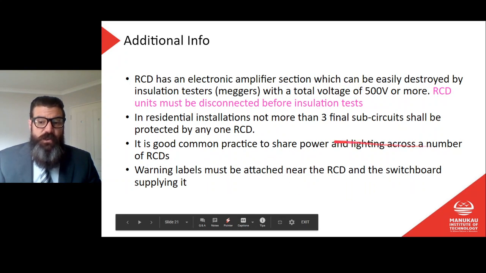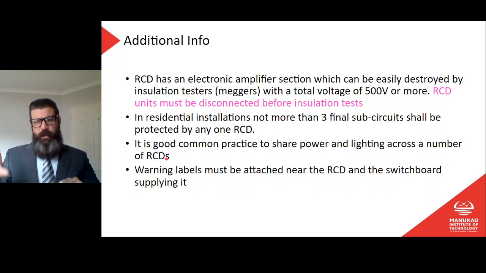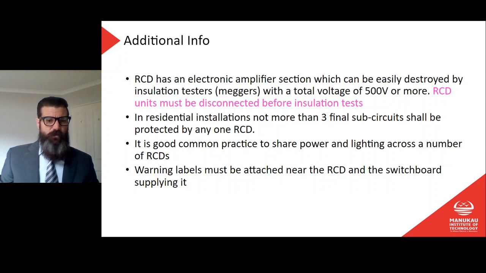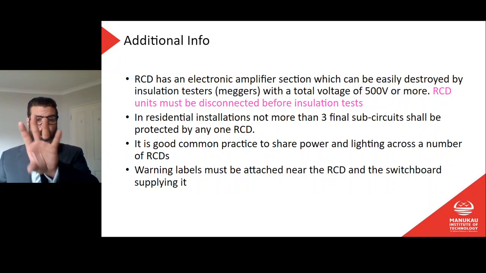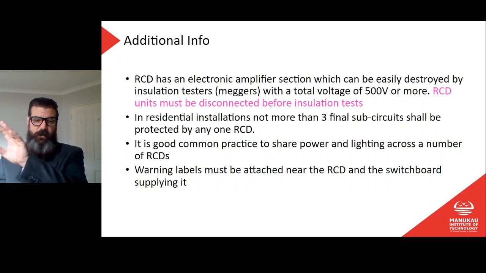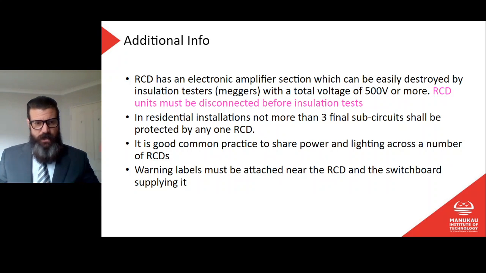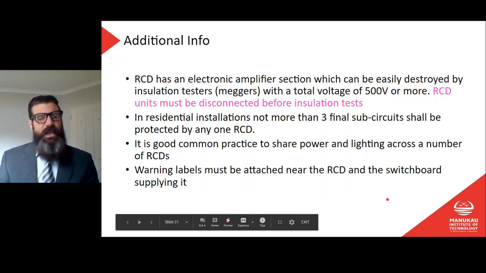It's good common practice to share power and lighting across a number of RCDs. What does that mean? Don't put all the power on one RCD and all the lighting on another, because then if you trip that RCD, all your power in the house is gone, or all your lights are gone. If you put some of your power on one, some on another, and some of the lighting on the first one, some on the second, some on the third, then when you trip one of those RCDs, you're not going to lose everything. Sweet. Warning labels must be attached near the RCD and the switchboard supplying it. So you must have a label to tell them that there is an RCD there.